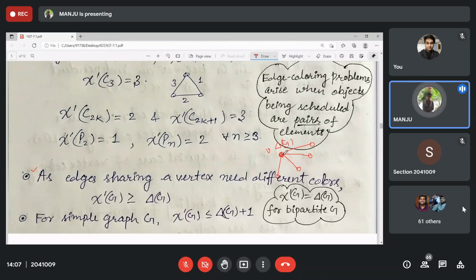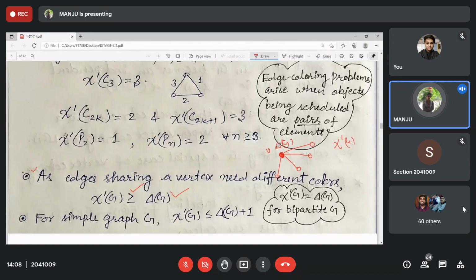So all these delta G edges share this vertex. Whenever two or more edges share a vertex, they have to be differently colored, right? So at least you need this much. Why at least this much? The other colors will depend on how these vertices are linked, how they are adjacent or not. So that's why at least this one. For a bipartite graph, it will be equal.